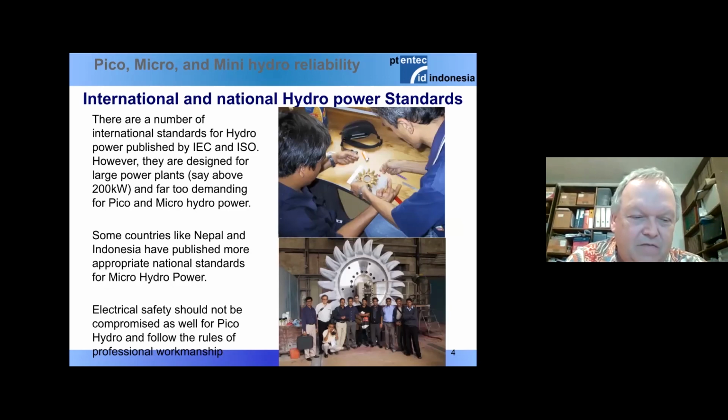There are a number of international standards for hydropower. Most of them, for our purpose, what we discuss here, maybe below 200 kilowatt or below 1 megawatt, are far too complex and made for mega big power plants in the megawatt or gigawatt area. As mentioned, some countries have already started to make national standards for the smaller output, as far as I know, Nepal and Indonesia. But one thing, we should never compromise on electrical safety because that can kill people.